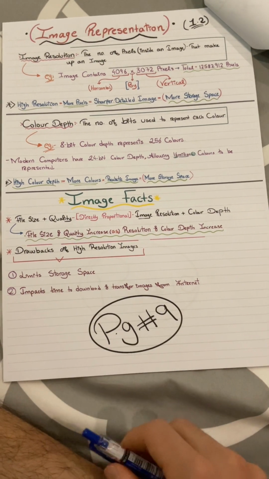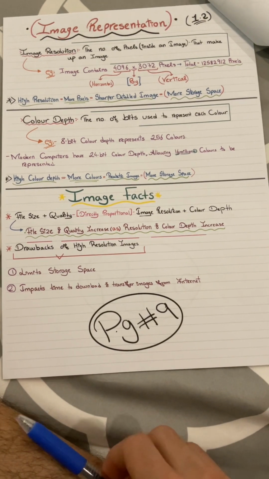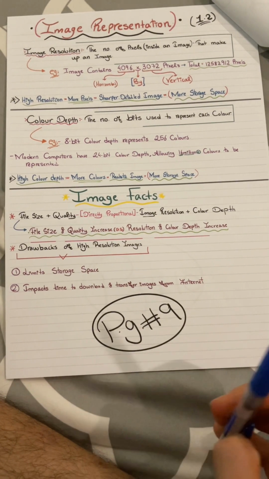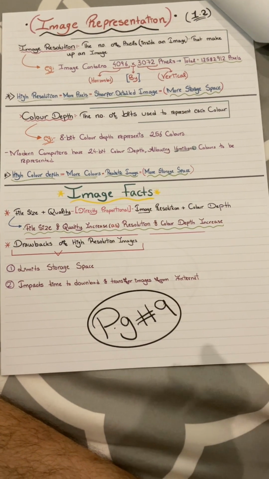Color depth is the number of bits used to represent each color in an image. For example, an 8-bit color depth represents 256 colors. A modern computer has 24 bits of color depth.